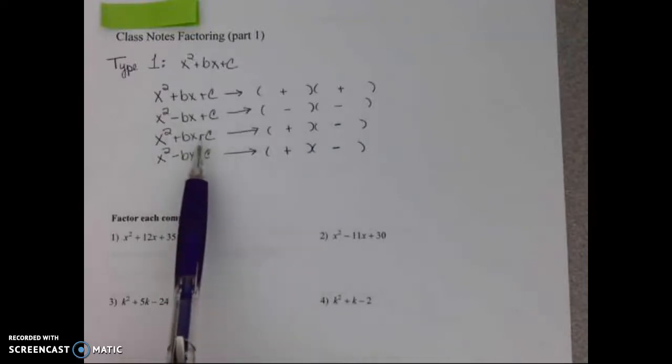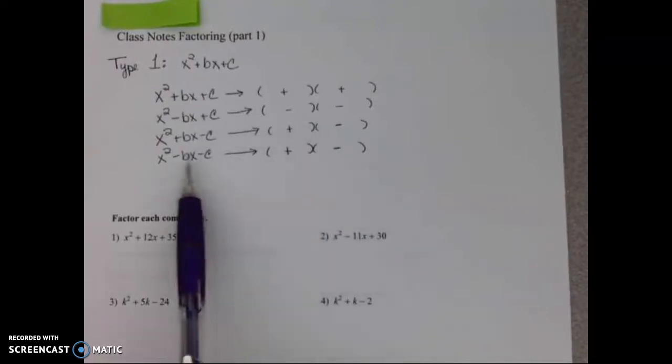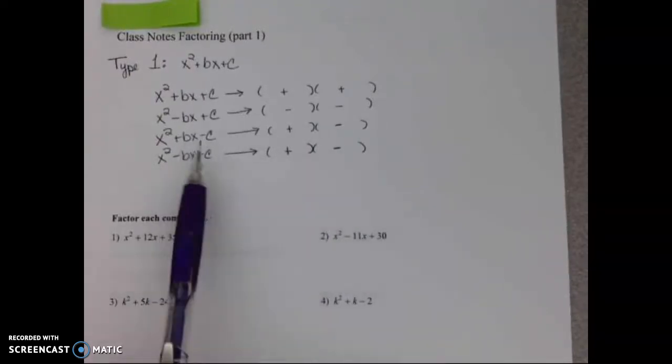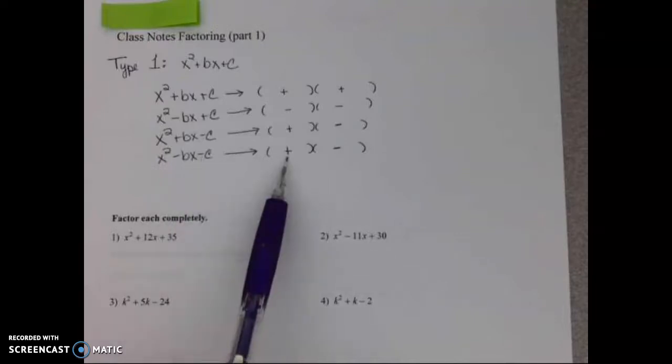If, on the other hand, your C is negative, then you write a positive and a negative. My signs have to be different when you're factoring, so you set them up as being different.